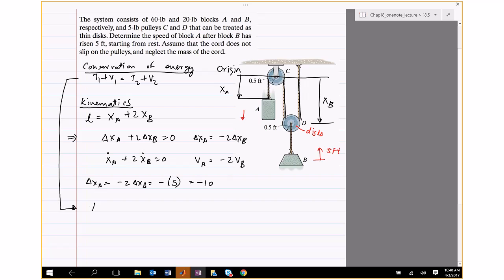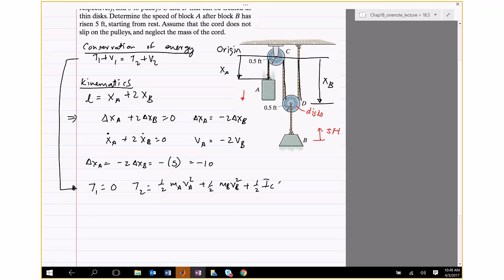T1 is the initial kinetic energy, and that is 0. T2 is the final kinetic energy, which is half MA VA squared plus half MB VB squared plus, what else? There is energy due to the pulleys rotating, so half IC omega C squared plus half ID omega D squared. Now, let's try to solve for VB. So we'll substitute the value of VA, which is minus 2 VB, so we can write that expression in terms of VB.